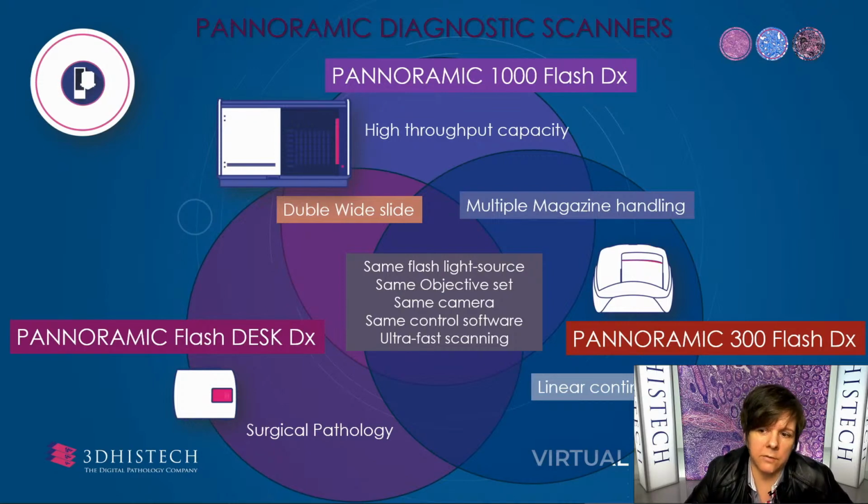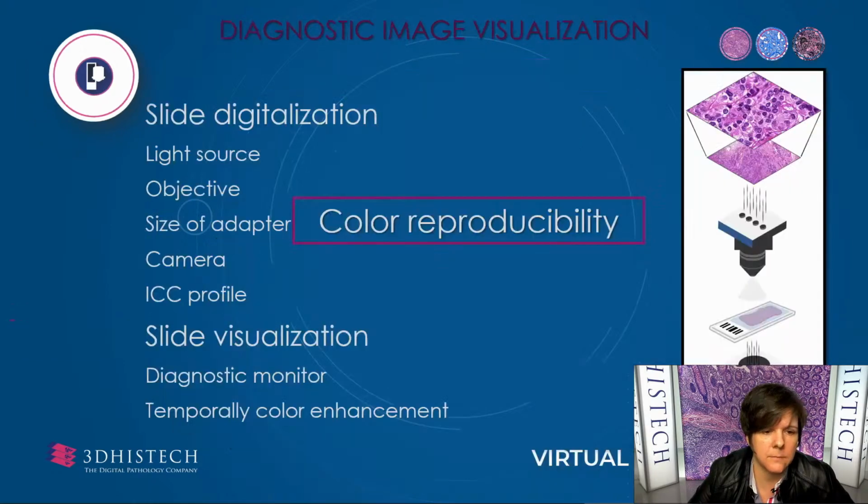Each scanner has its own advantages, but aside from this, the new configuration of the P1000 flash desk and the P300 ensures that the same optical path is used. It will help to produce the same image quality of digital slides, regardless of the scanner device that was used for scanning. So each scanner has the same objective set from the same vendor. Furthermore, the same camera will also be used by them, and the same type of flashlight source will illuminate the sample during the scanning process.